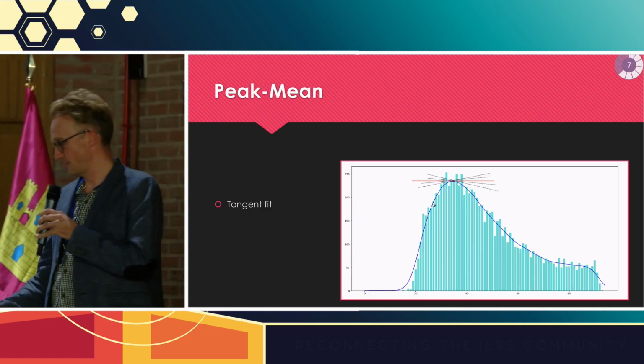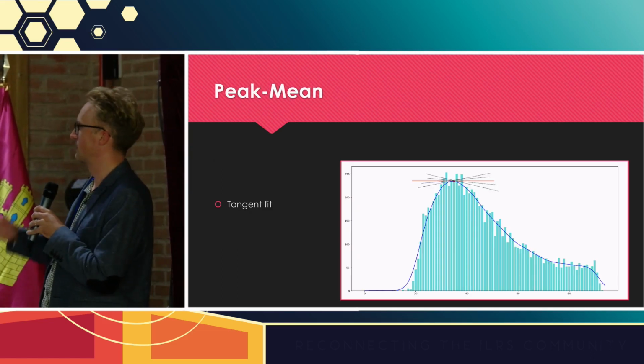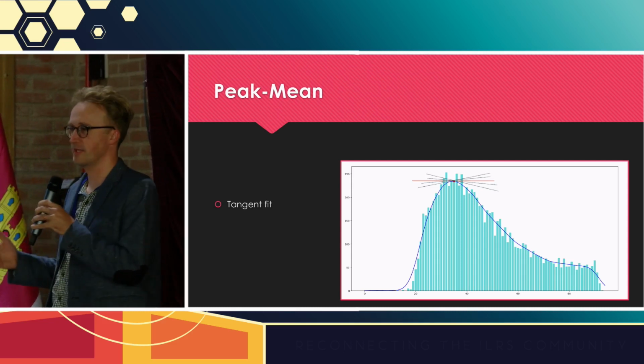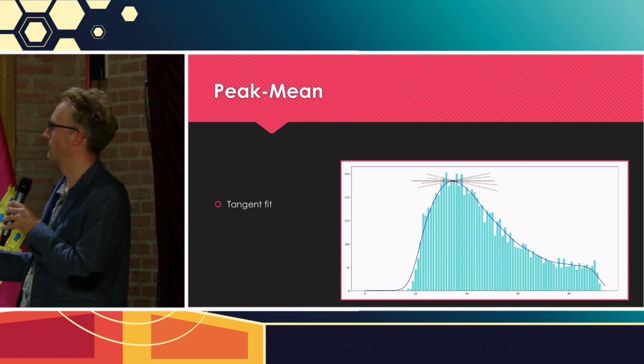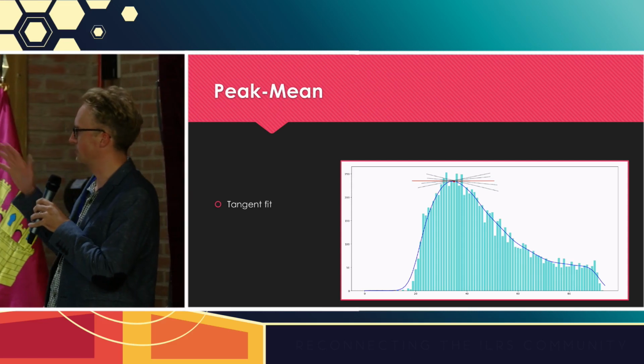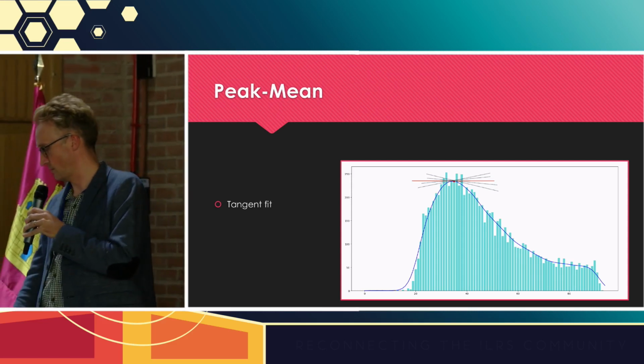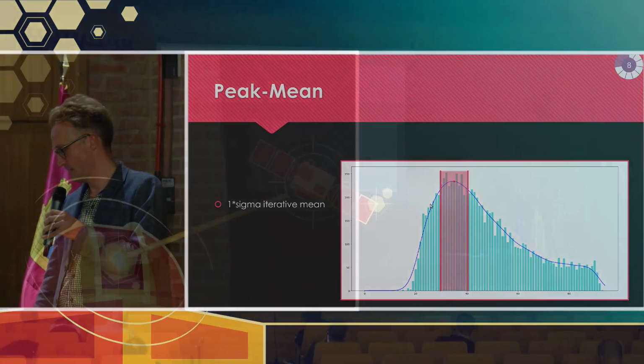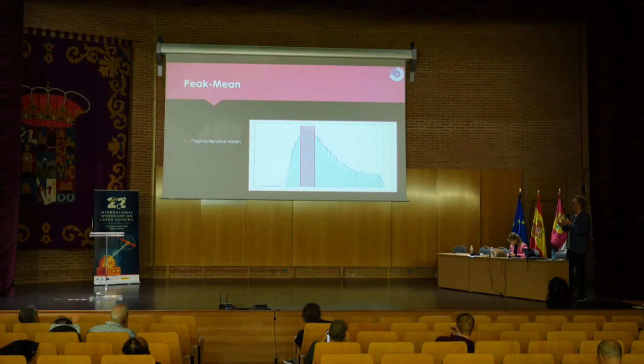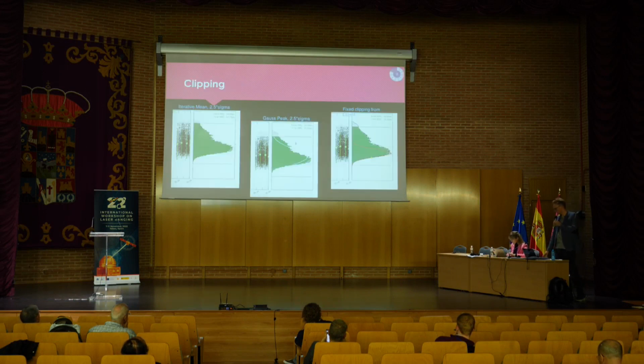Just to pick up a couple of things, I did talk about peak minus mean. So this is a plot indicating what I mean by a tangent fit to a smooth profile. The tangent with the lowest slope indicates where the peak is. But the default now is a one sigma iterative mean, which looks a bit like that.